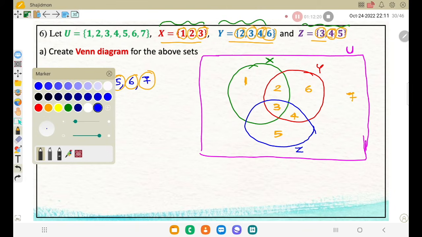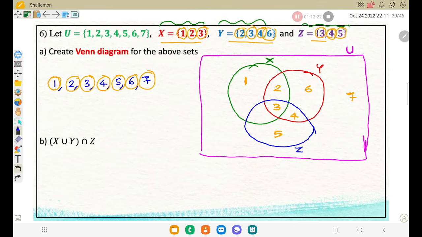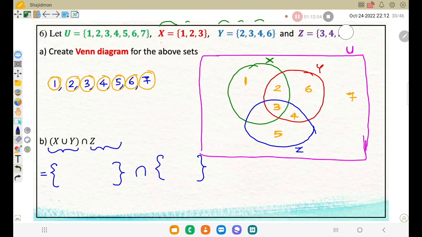Okay, now we will go to the next question. Question number B. X union Y intersection Z. What is that? So first write what is X union Y. Bracketed term first to do, then intersection second. Okay, so first we need to write what is X union Y here, then intersection Z set. What is X union Y? X and Y together. X set numbers and Y set numbers together we are writing. That is the meaning of X union Y.